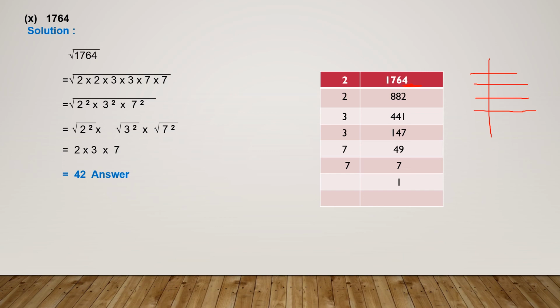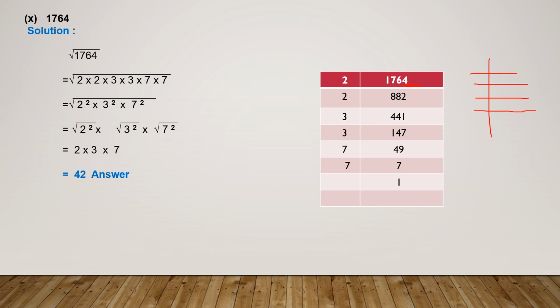Divide your number by 2, you will get 882. You can do this division in your rough work. Then divide 882 by 2, you will get 441. Again 441 is divisible by 3, as we have done this part in the previous slide, 441. So all of these factors we get.